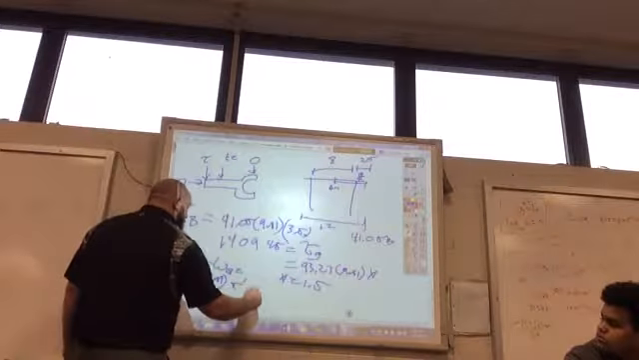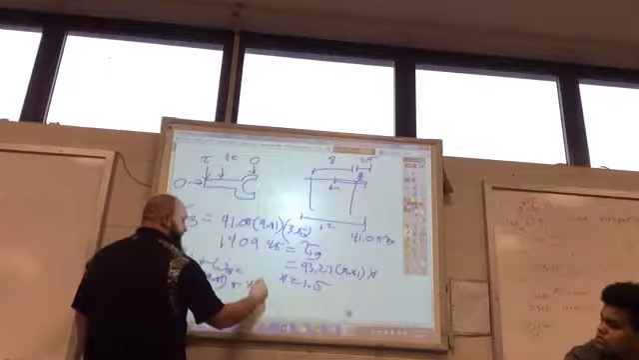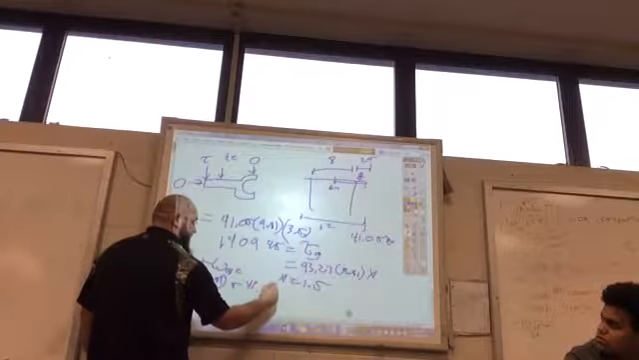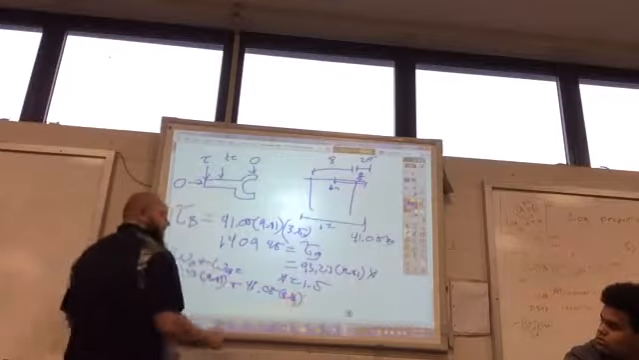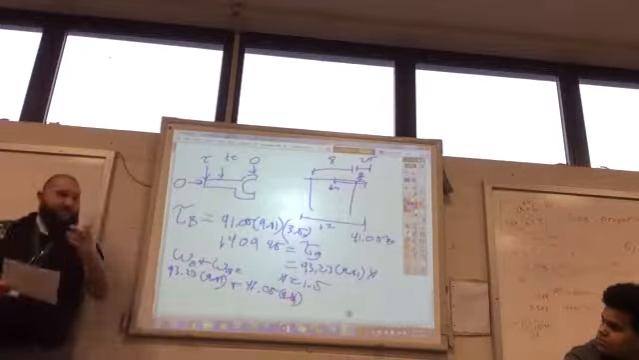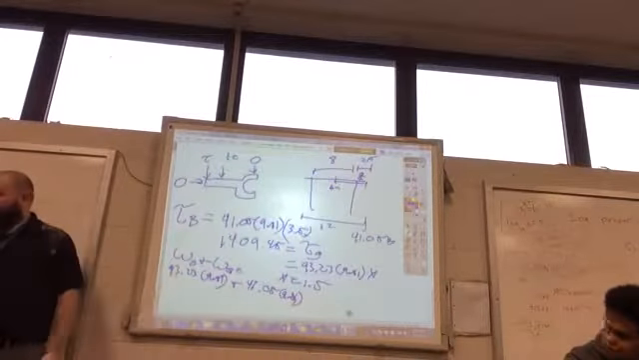Plus the weight of the board, which is 41.05. You add the two weights times 9.81. So it's not mass, it's weight. It asks for weight. That's for weight. And C is 0.